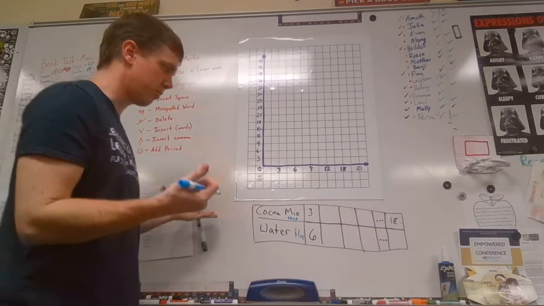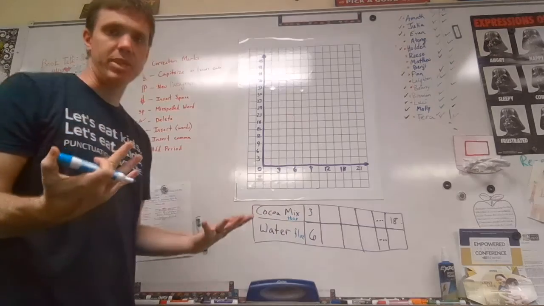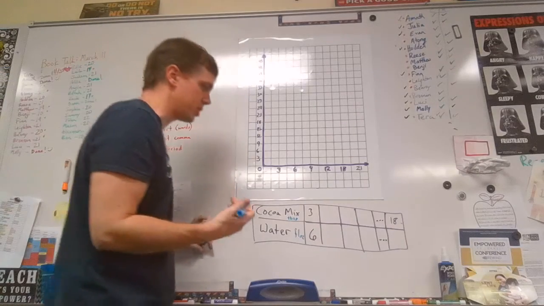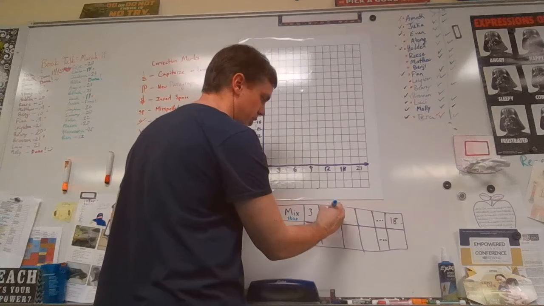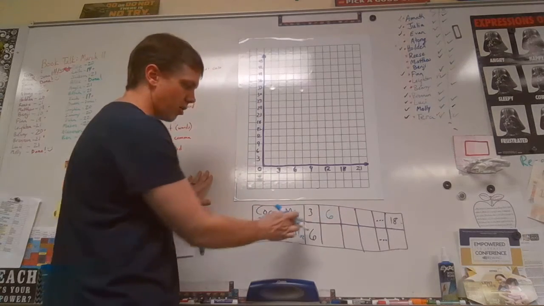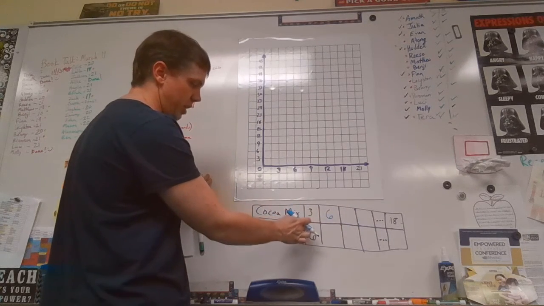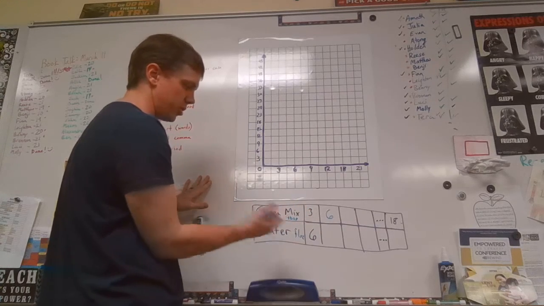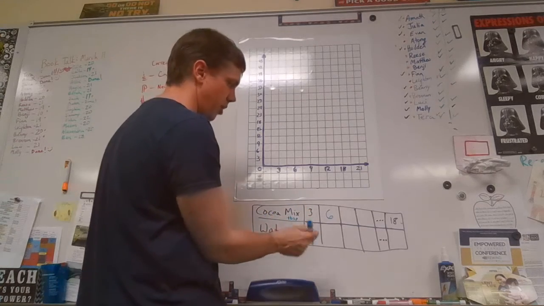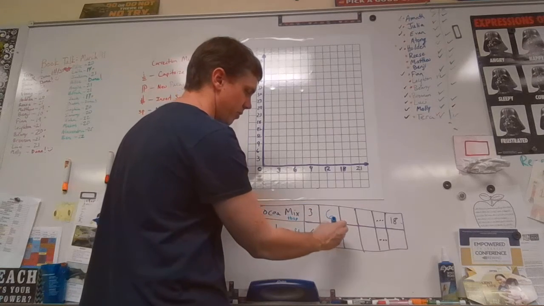All right, so from that, we really only have that piece of information to go by, but if we just go by threes, the next one up is going to be 6, right? And for every 3, we have 6, which means that this is doubled. So it's going to be cocoa mix times 2 is our rule for finding fluid ounces of water. 6 times 2 is 12.